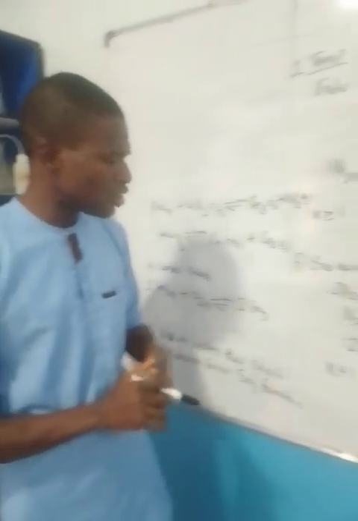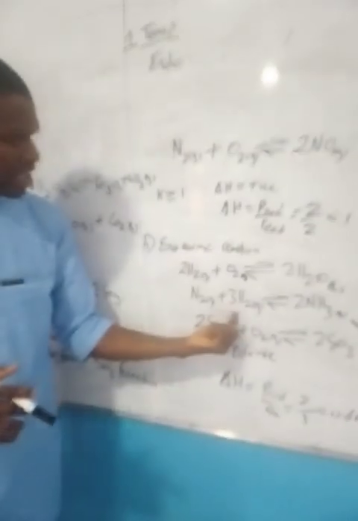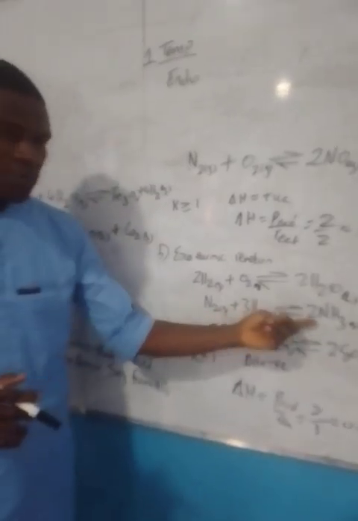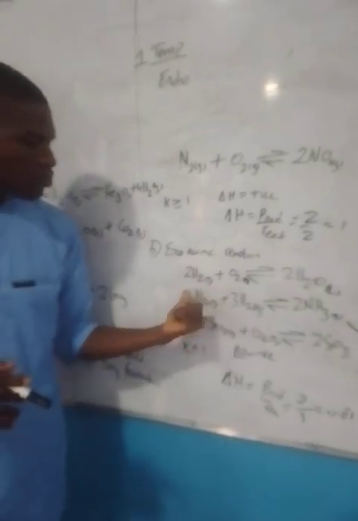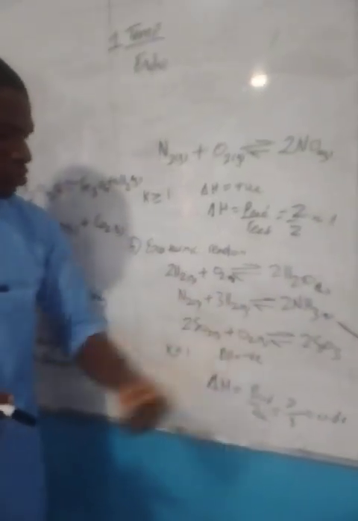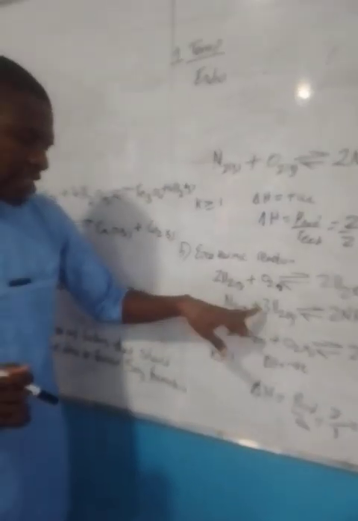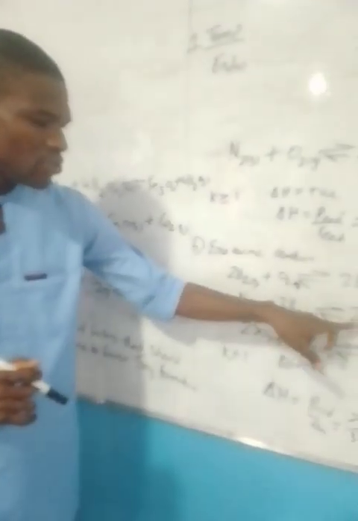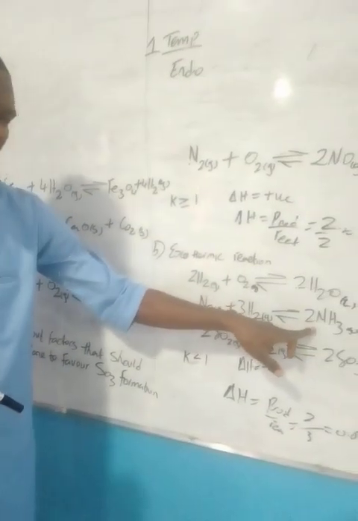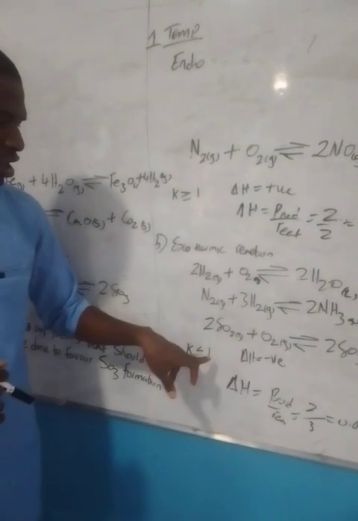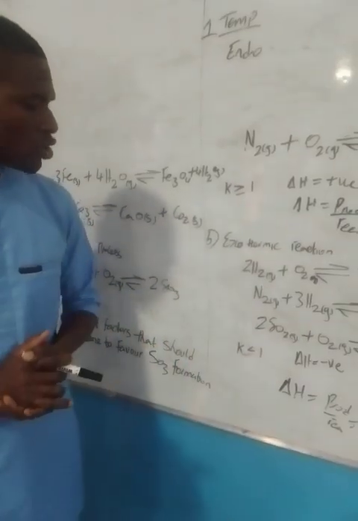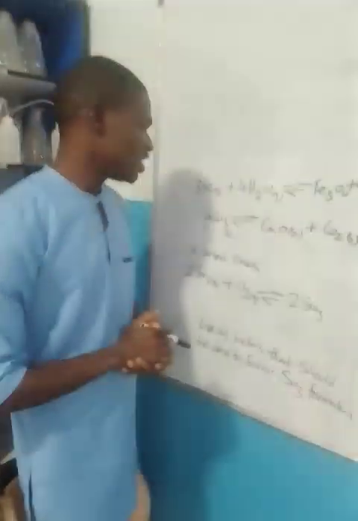Also look at this one. Can pressure take place? Yes, because one, there must be gas, and also the number of moles of reactants and products are not equal: 4, 2. So pressure can also take place here. If you increase pressure here, what happens? This side will be favored, because this side is smaller. And if you decrease pressure, the other side will be favored. That's how we can solve problems of this nature.